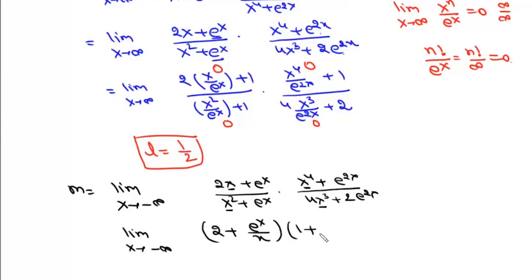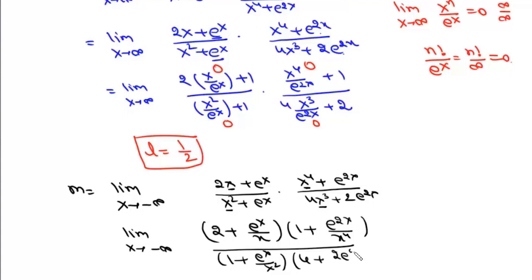And here it will be 1 plus e to the power 2x upon x to the power 4. And this is 1 plus e to the power x upon x square. And here will be 4 plus 2 e to the power 2x upon x cube. Now e to the power nx upon x to the power r, where limit x tends to minus infinity, e to the power minus infinity is 0 and 0 upon infinity is 0. So all these terms will be 0.